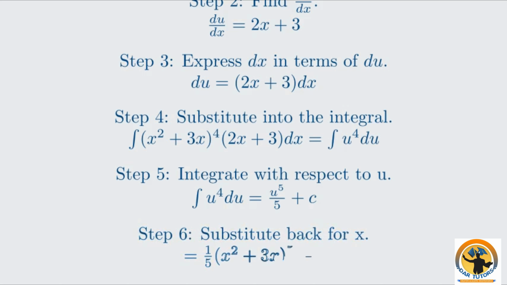It's crucial to return to the original variable x in your final answer. This method is incredibly versatile. The key is to identify a part of the integral whose derivative is also present, or can be easily manipulated to be present in the integral. Let's look at another example of substitution, this time involving trigonometric functions.